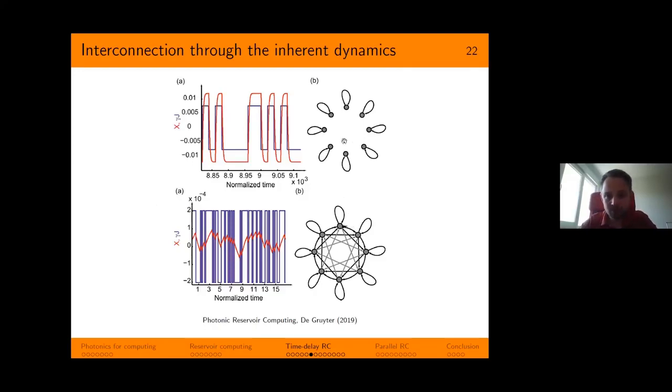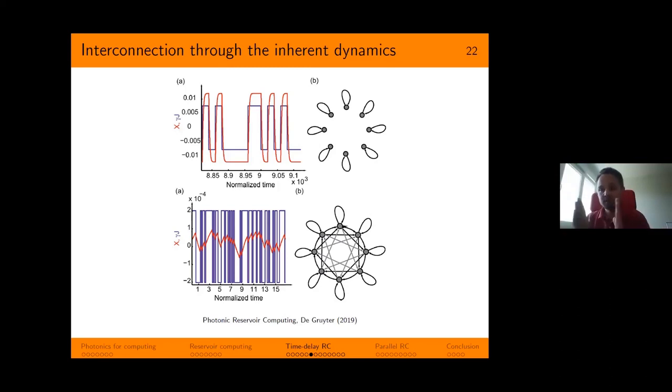So here we have two examples. In the first case, we inject the elements slowly, as you can see here in blue, and the nonlinear element has time to relax between each injection. So in this way, the neurons are not connected because they are completely independent.